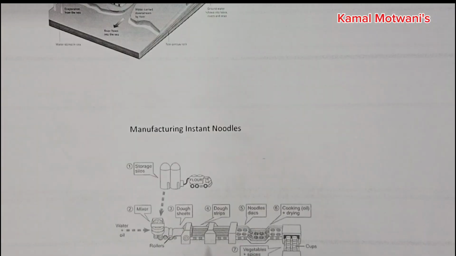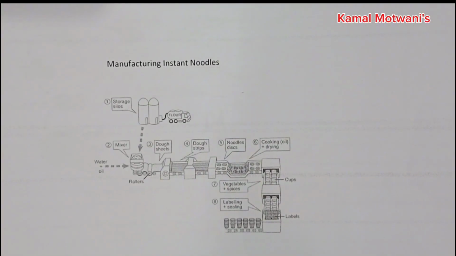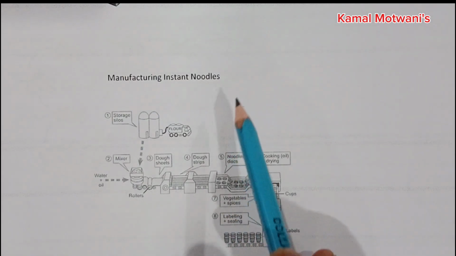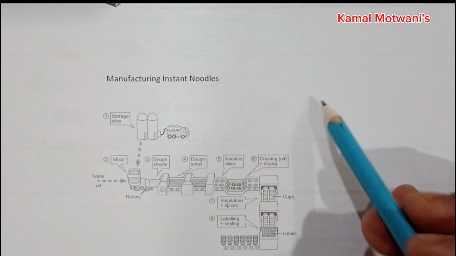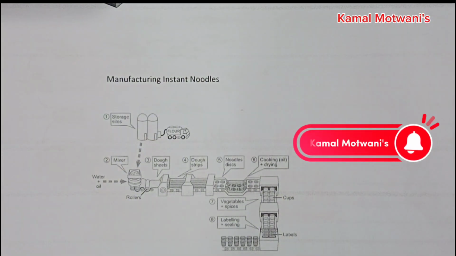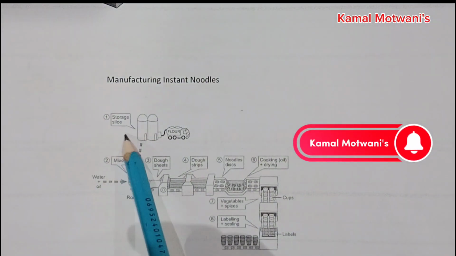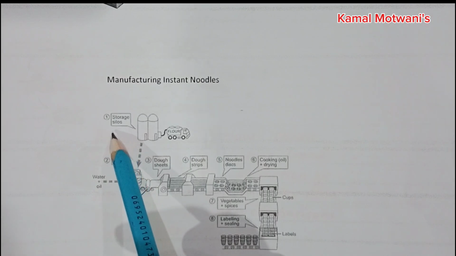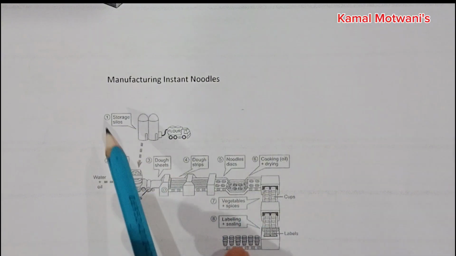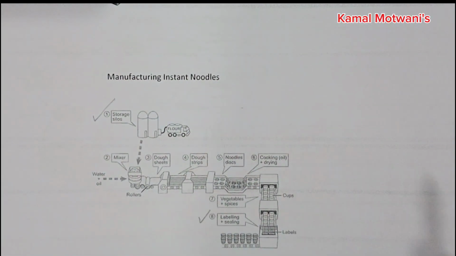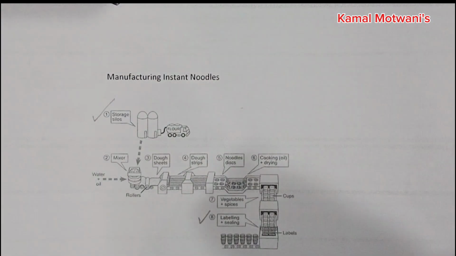Okay, the fourth type of the process diagram is the manufacturing of instant noodles. Now see, it is also an artificial process, so it is not a recurring process. From storage silos to the labeling and sealing, from first step to the eighth step, it is the first hand process. Whenever you want to produce a new lot of noodles, then you have to start this process again. It does not get started by the nature.